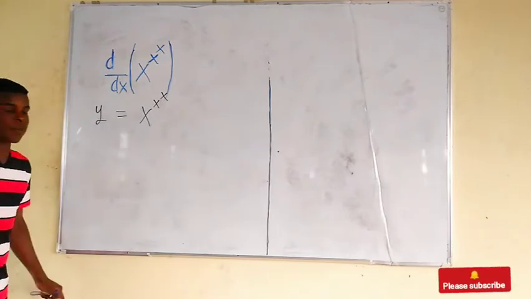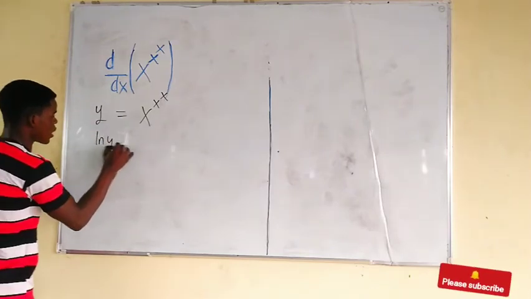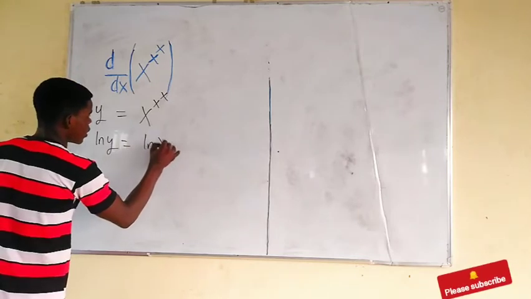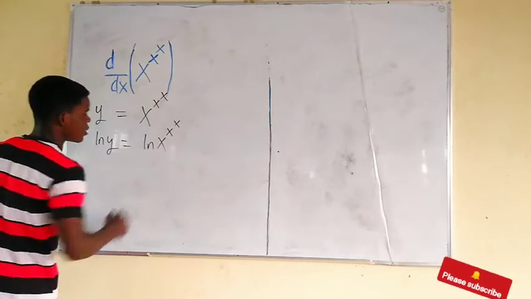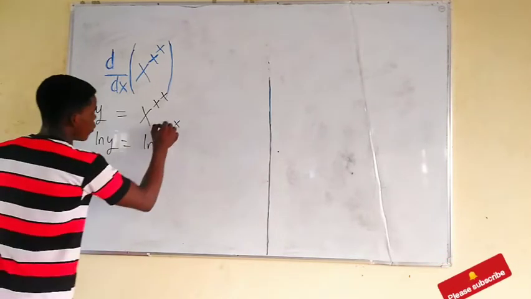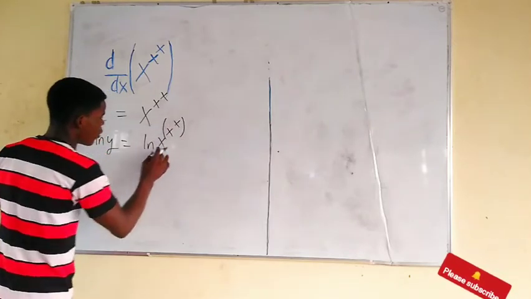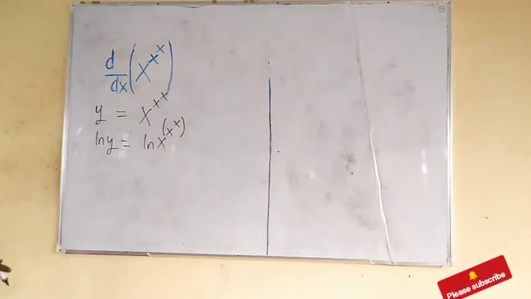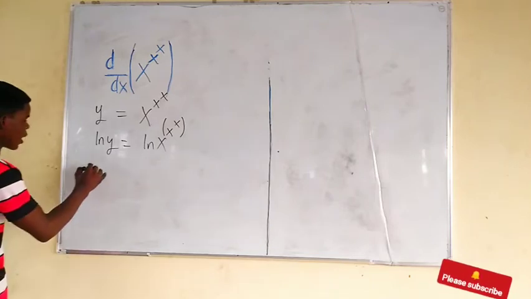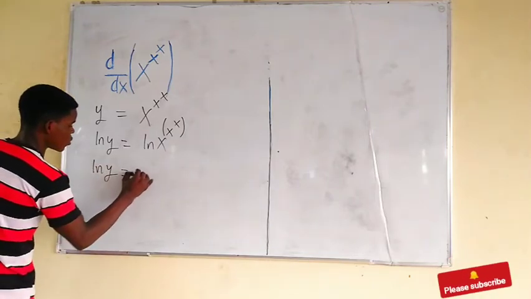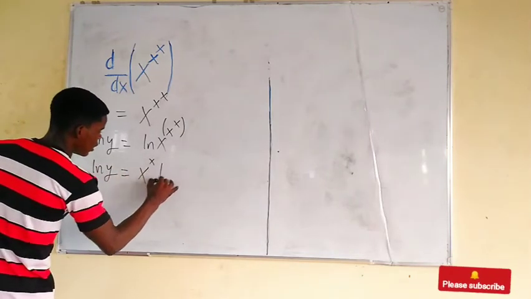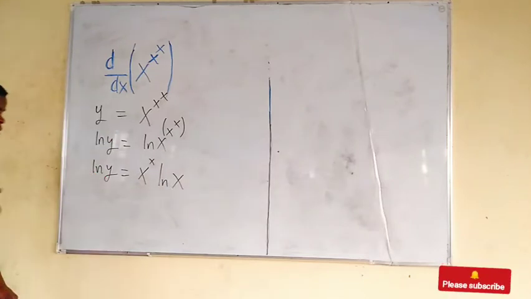Well, let's take ln on both sides. So we have ln y is ln of x to the x to the x. I'm going to say this is the power of the base only. Well, because of that, I'll have ln y is equal to x to the power x times ln x, like that.